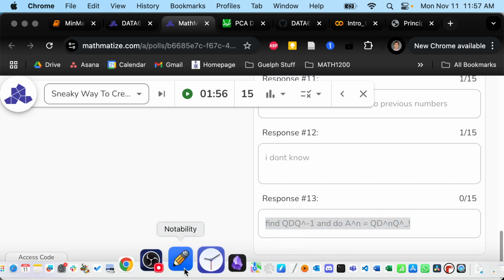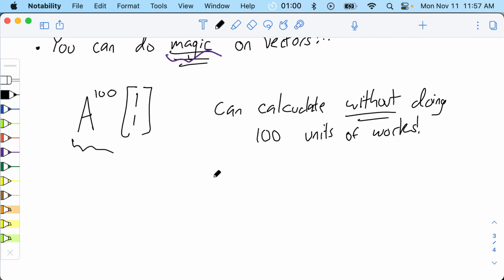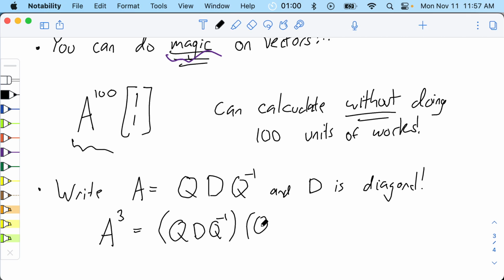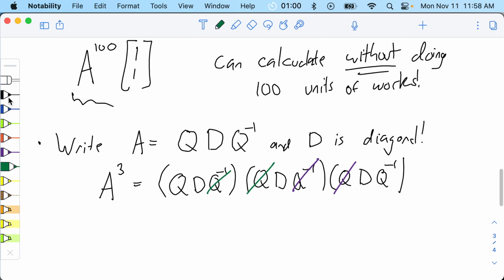So at some level, this is maybe what they taught you in algebra class: you write A equals Q D Q inverse, and D is diagonal. And then when you do matrix powers, let's say you do A cubed. That'll be Q D Q inverse times Q D Q inverse times Q D Q inverse. And now you have a nice thing, which is the Q's cancel with the Q inverses. So the Q and the Q inverse cancel out, and what do you end up with? Q times D cubed times Q inverse.